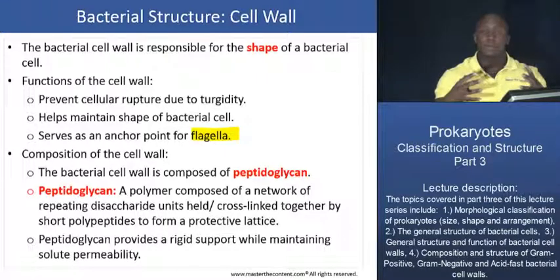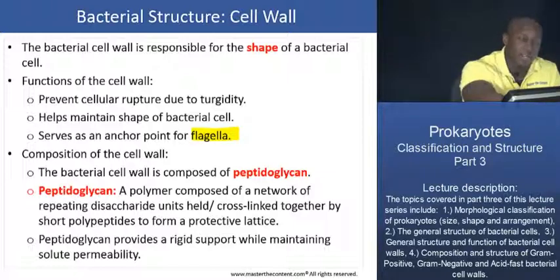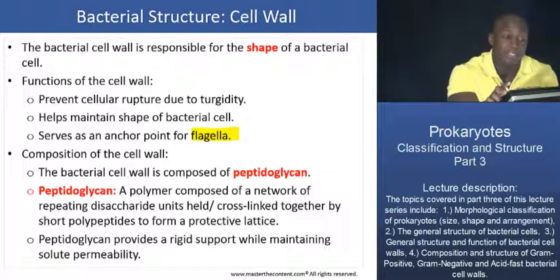So the layer of peptidoglycan has a very important structural function in cell walls. It gives it structural and mechanical strength and support. So it provides rigid support, and at the same time, while providing that rigid support, it still allows all those substances to pass across the cell wall. So it's fully permeable. It maintains solute permeability. It doesn't affect the permeability of the cell, but it increases its structural strength, its mechanical strength.